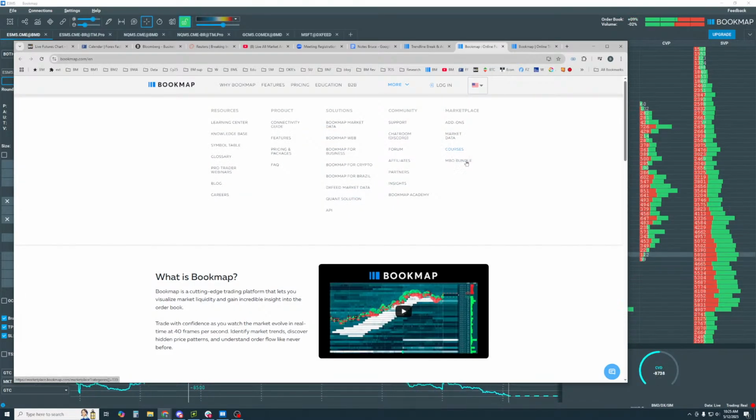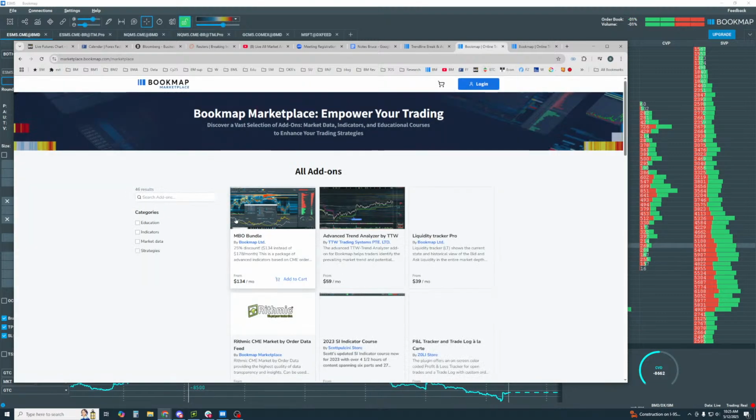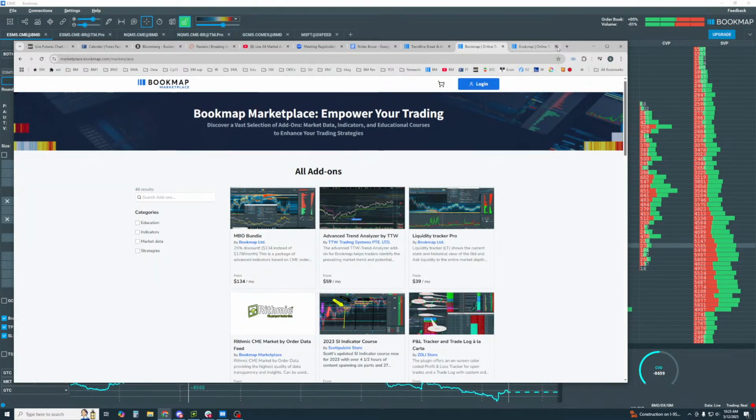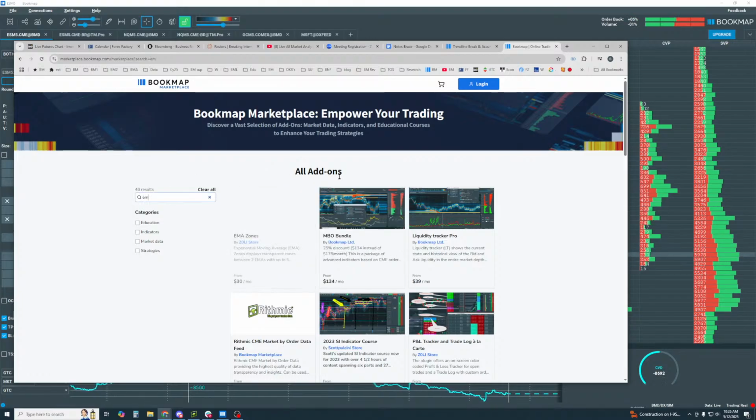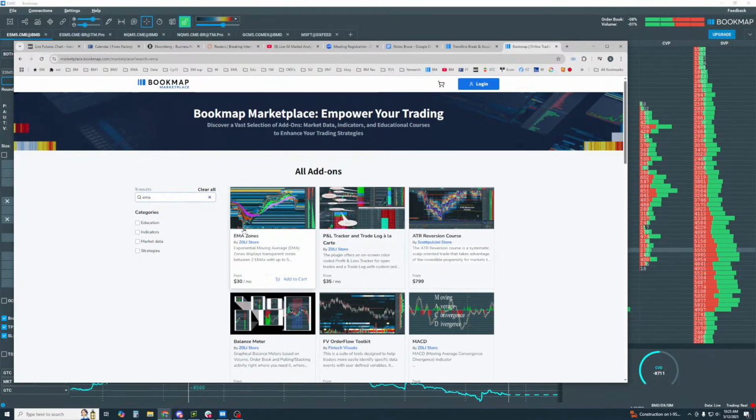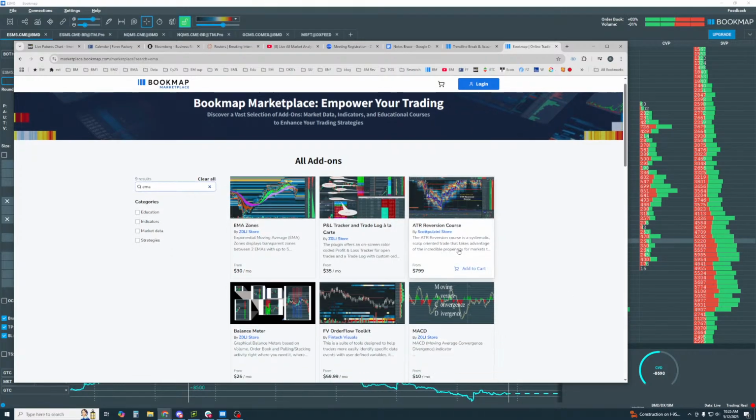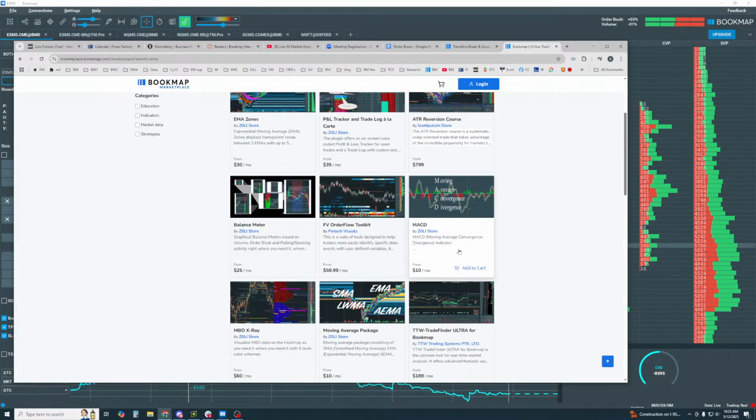Okay, there's educational courses, there's MBO bundle, market data as well, and then add-ons. So you can just click on add-ons and that'll take you here as well. So different ways to get there. And then do a search in here for moving averages or EMA. Okay, and here you go. EMA zones, moving average package. So you'll see them in here.